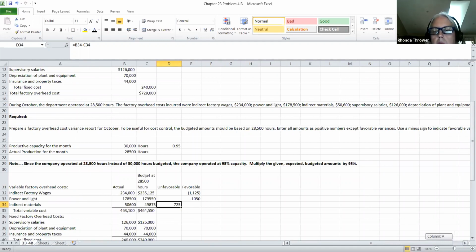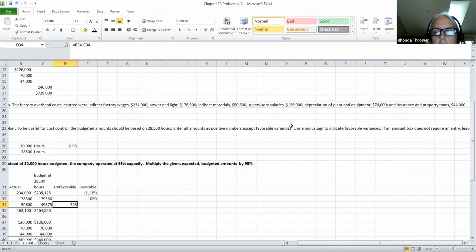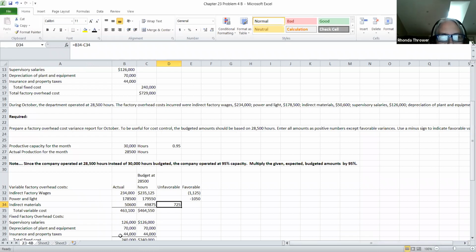And so for fixed costs, we had supervisor salaries, 126,000, that was the actual amount. I just plugged that in. For depreciation, plant and equipment, the actual amount was 70,000, I put that in there. For insurance and property taxes, the actual amount is 44,000. So these are the actual amounts they are given.